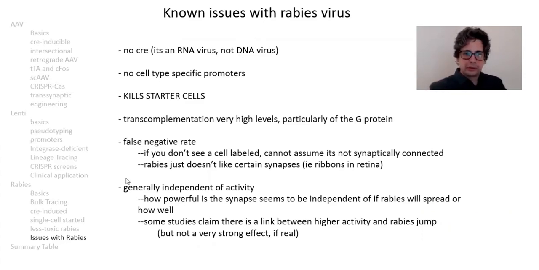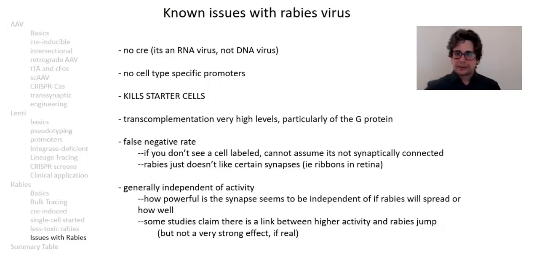But here's the big problem. These two are the biggies that often go to the heart of Karel's and others' big problems with rabies. The first is that you have a false negative rate. Rabies likes to jump synapses, but not all synapses. And it is kind of unclear what the rabies likes and doesn't like. In the retina, it jumps very well from ganglion cells to amacrine cells, but not at all from retinal ganglion cells to, say, bipolar cells. Like, I guess it doesn't like a ribbon synapse. So oftentimes you will not see synapses that should be there. So you should always bear that in mind.